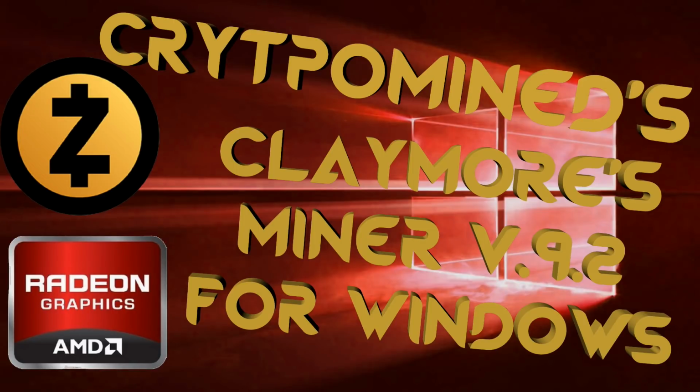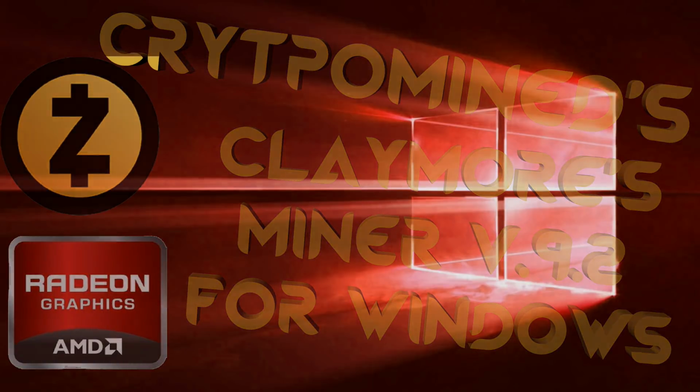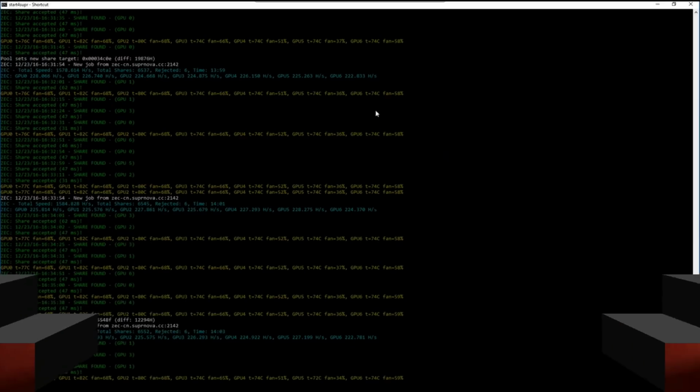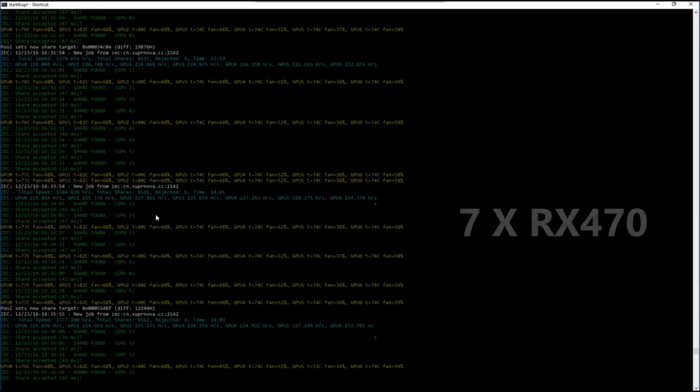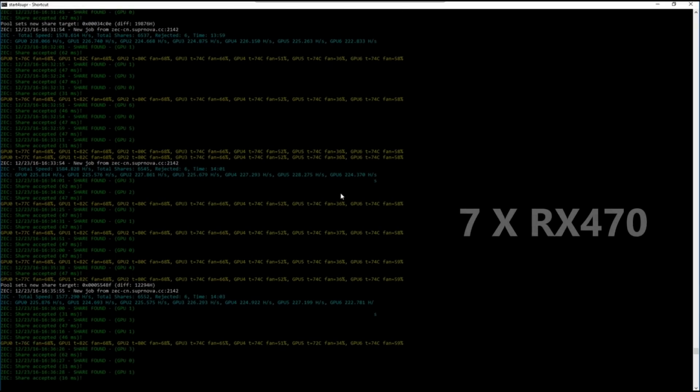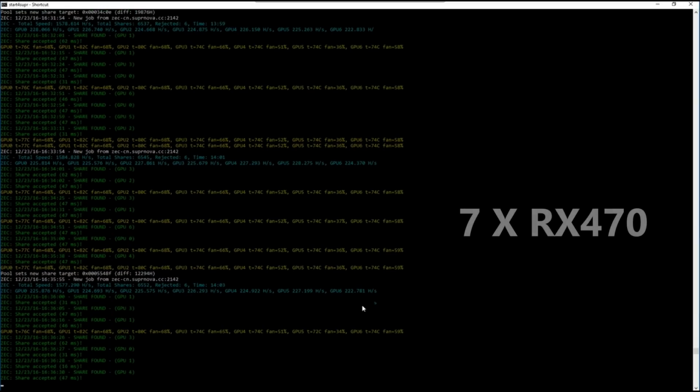Claymore's Zcash Miner version 9.2 for Windows. Claymore recently came out with version 9.2 of his Zcash Miner, which is even faster than his previous versions. Here you can see my 7470s hashing away. These are modded ROMs and they're getting between 220 and 230 hashes per second.